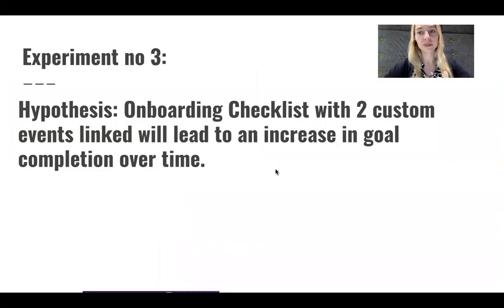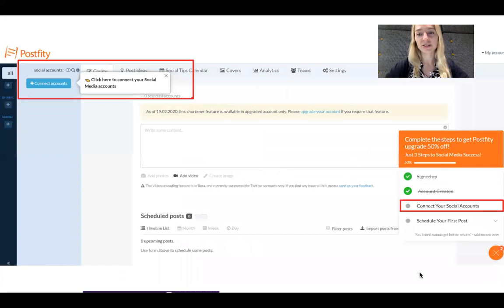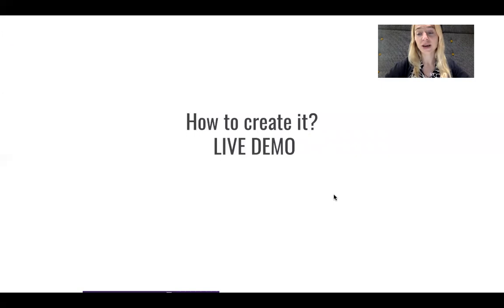Experiment number 3 will be the onboarding checklist with 2 custom events linked will lead to an increase in goal completion over time. So on top of having the welcome screen and the experiences, I have a hypothesis that putting these experiences on the checklist will further increase engagement from the users and further increase the activation rate. So basically the completion of these 2 steps that I showed you earlier. Now it's time to create these experiences. Let me do a live demo for you.